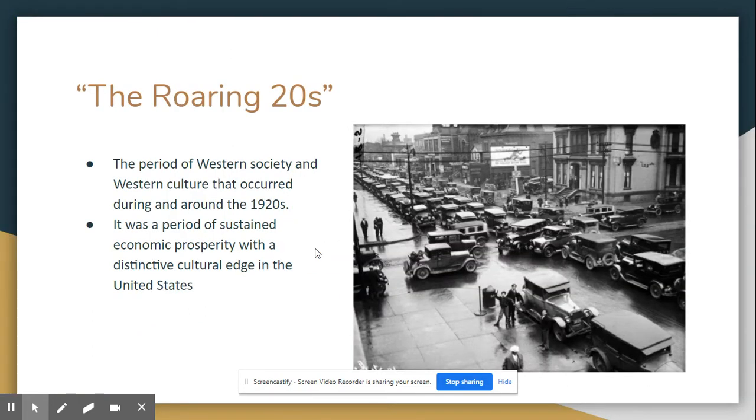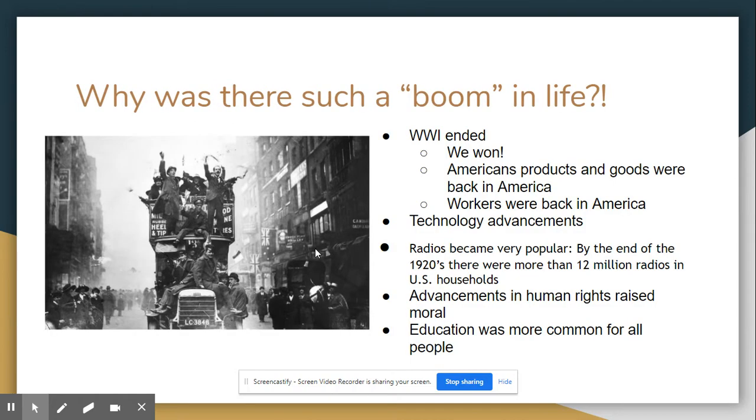Okay, so we already learned a little bit about the Roaring Twenties. This is a period of Western society and Western culture that occurred during and around the 1920s. It was a period of sustained economic prosperity with a distinctive cultural edge in the United States. You can see the pictures of the cars, what they look like. Why was there such a boom in life?